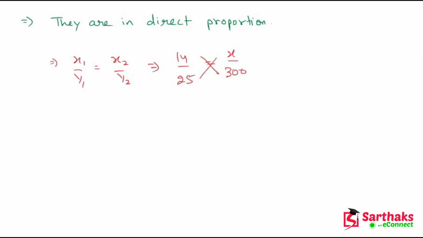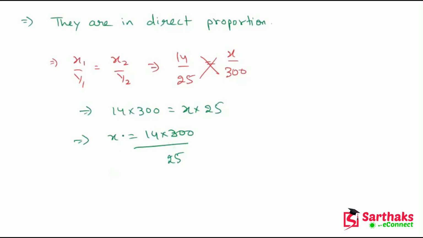Now after cross multiplying, we get 14 into 300 is equal to x into 25. So x will be 14 into 300 divided by 25. I hope you understand these things. Now here we can divide 300 by 25, which gives 12. So we get 14 into 12. If we multiply this, we get x equals 168 kilometers.